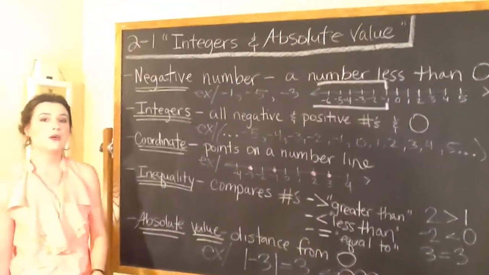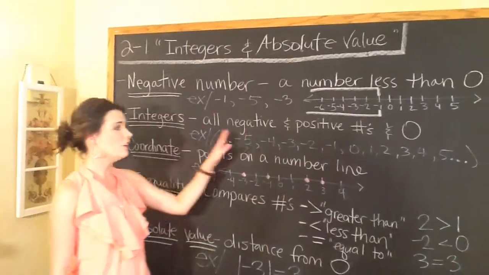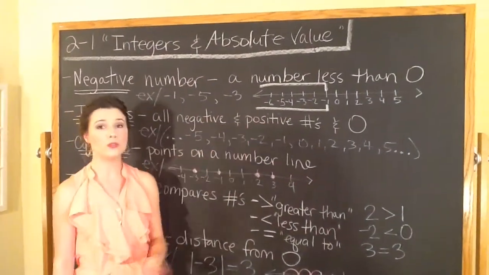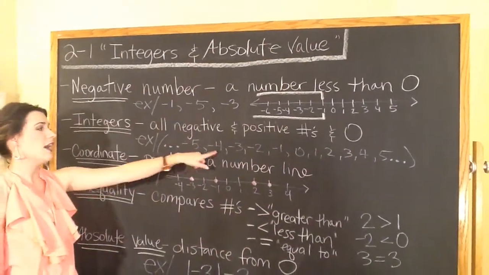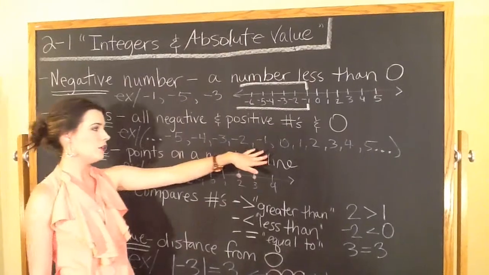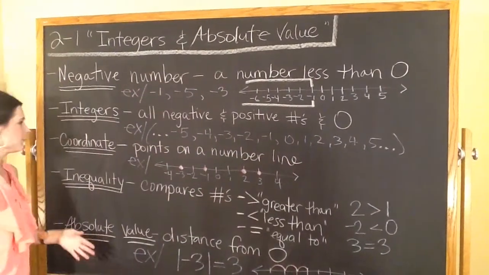Another term that you need to know is an integer. What is an integer? An integer is all negative and all positive whole numbers plus 0. So we have -5, -4, -3, -2, -1, 0, 1, 2, 3, 4. All of those are called integers.